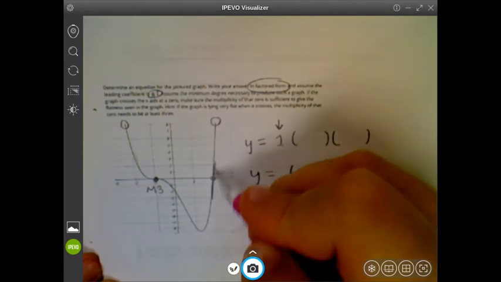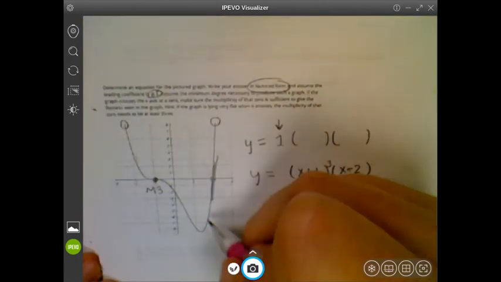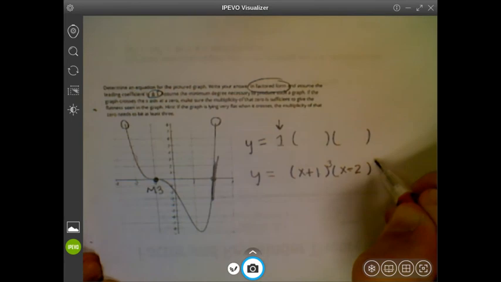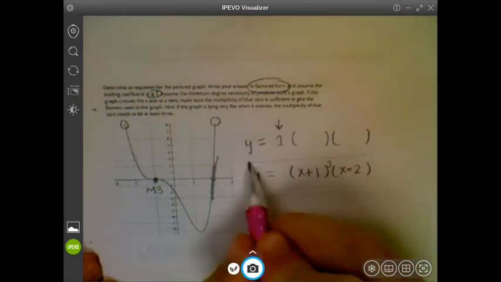And then this one just goes straight through, so it's a multiplicity of 1. There's no curving or anything happening, so it would be a power of 1. You can leave that power off. So here would be your equation.